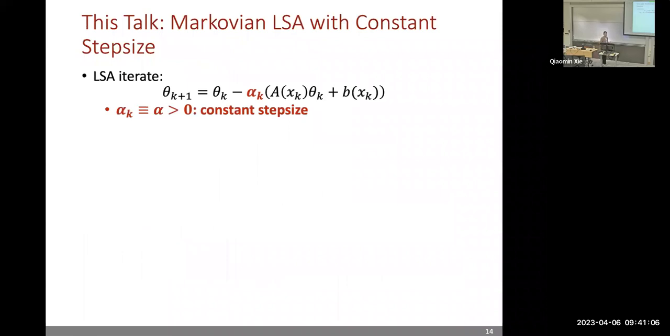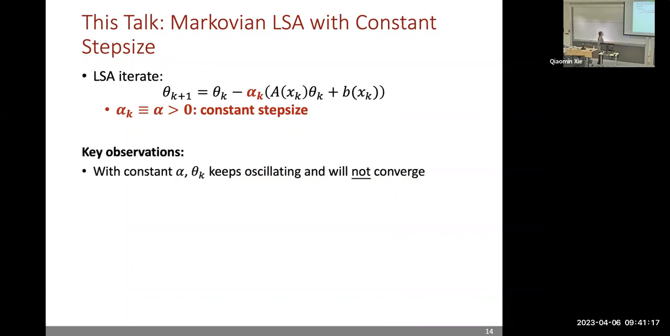And in this talk, we will also focus on the setting with Markovian data, but we will focus on the setting where we use the constant step size across the different iterations. And there are a few key observations here. As we saw earlier from the two plots, if we use the constant step size, the theta k will not converge to theta star. Later we will see that theta k will oscillate around the true solution theta star.